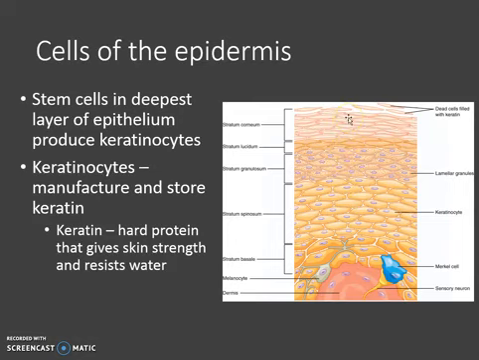The majority of the cells in the epidermis are the keratinocytes. Keratinocytes are cells that produce the protein keratin. And keratin is just a hard protein that gives skin its strength. It's also somewhat waterproof. Keratin is also the same protein that's found in your nails and your hair. It's also in the horn of a rhinoceros, and it covers the shell of a turtle. So it's a really strong protein that has a lot of different protective functions in different animals.